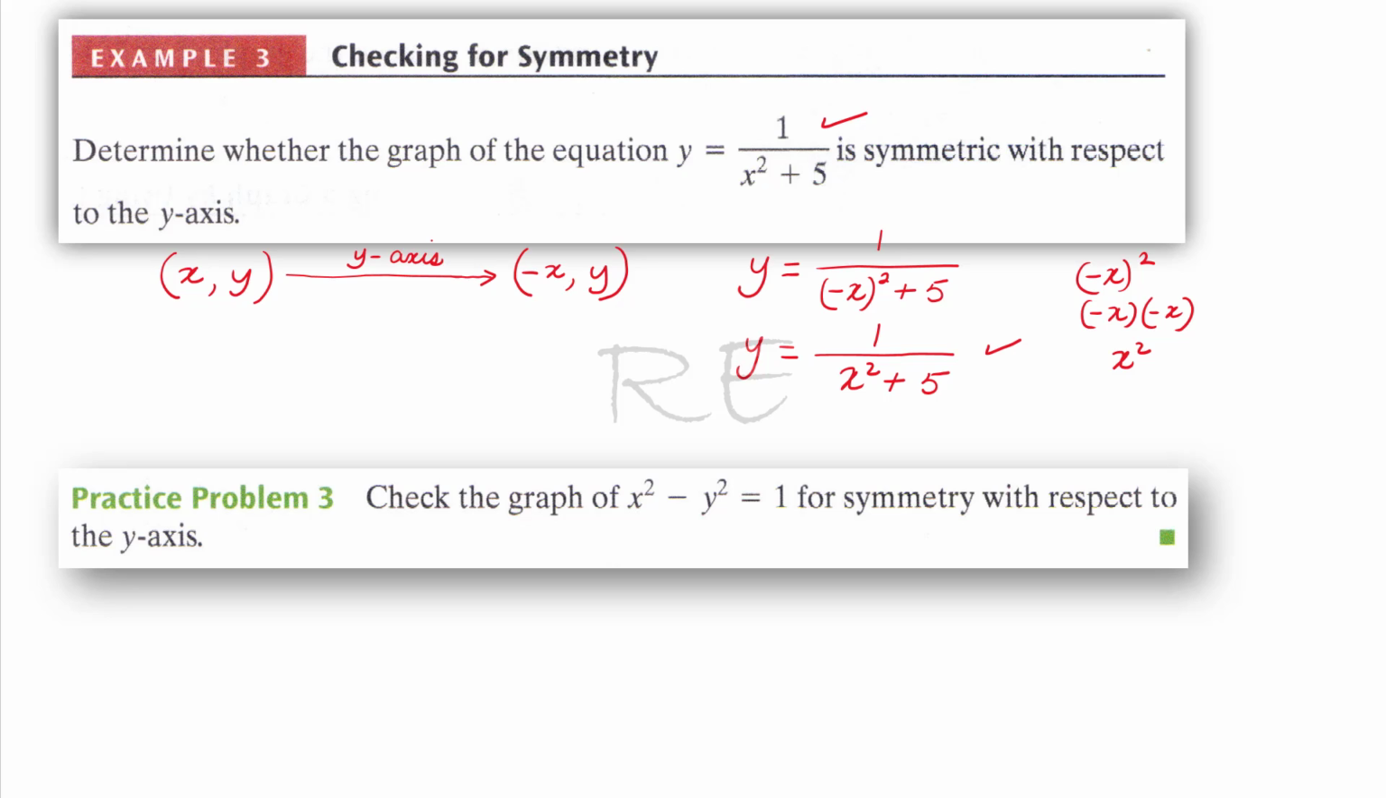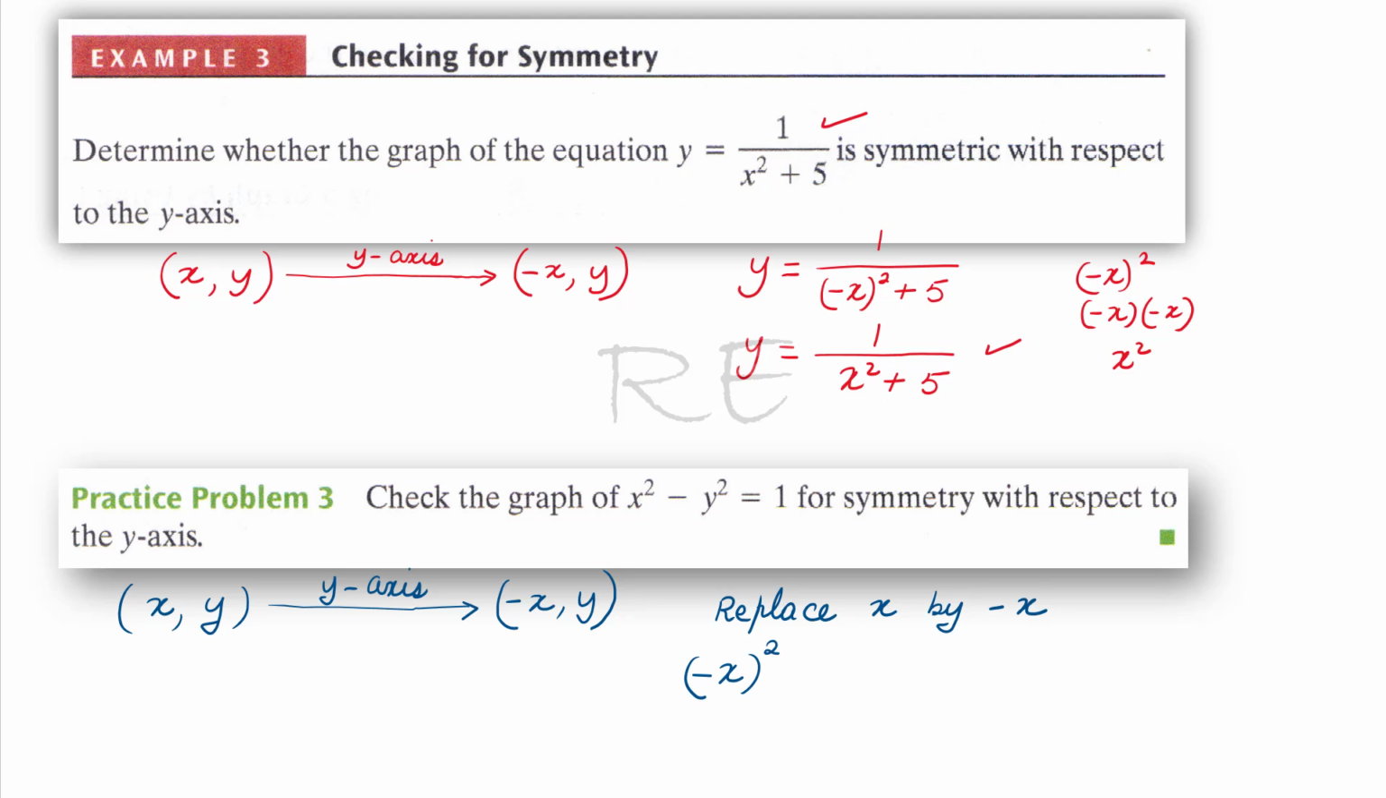x squared minus y squared is equal to 1. We check for symmetry with respect to the y-axis. We're going to replace x by negative x and see if the function stays unchanged. (Negative x) between parentheses squared minus y squared is equal to 1, and (negative x) squared is the same as x squared. So x squared minus y squared is equal to 1. The function didn't change, symmetric about the y-axis.